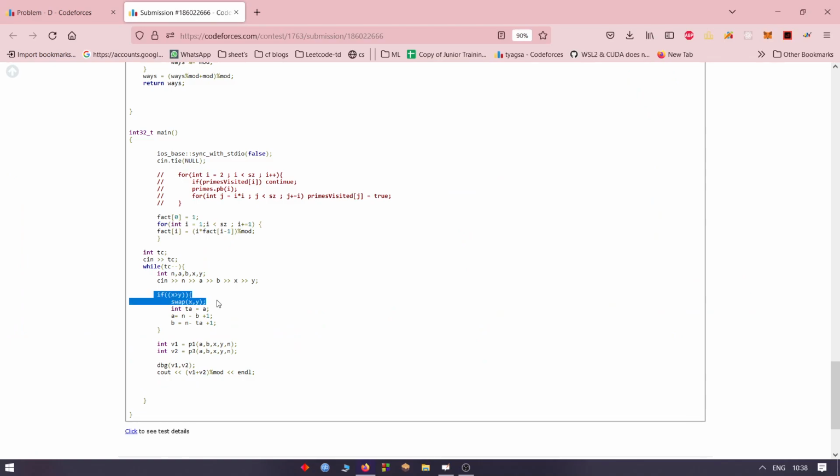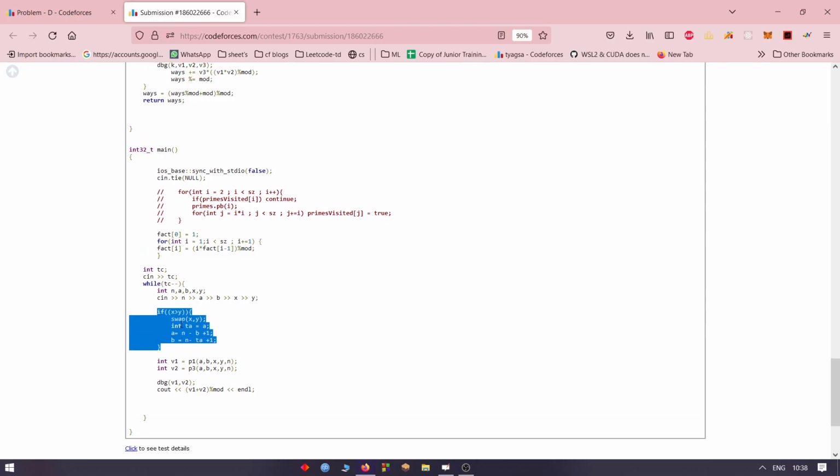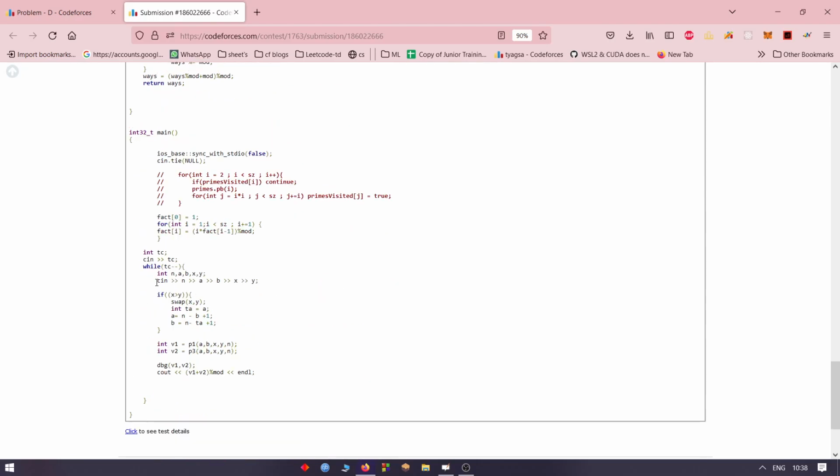If x is greater than y, then swap x and y, and also just rename a and b. You can try to dry run this part of the code, and you will understand what I'm trying to say. So that is the solution to this problem.